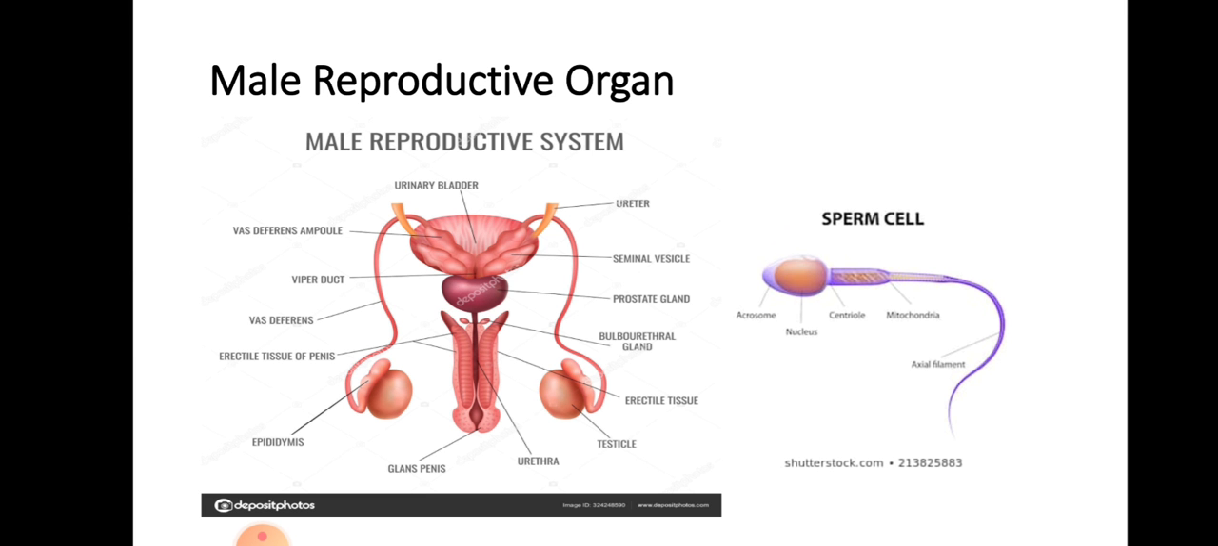And what is sexual reproduction? Yes, we have already seen in the previous class, isn't it? The male and the female gametes fuse together and form a zygote. So this type of reproduction is called sexual reproduction. This is the male reproductive organ of human, and the next one is the sperm cell of a human being.